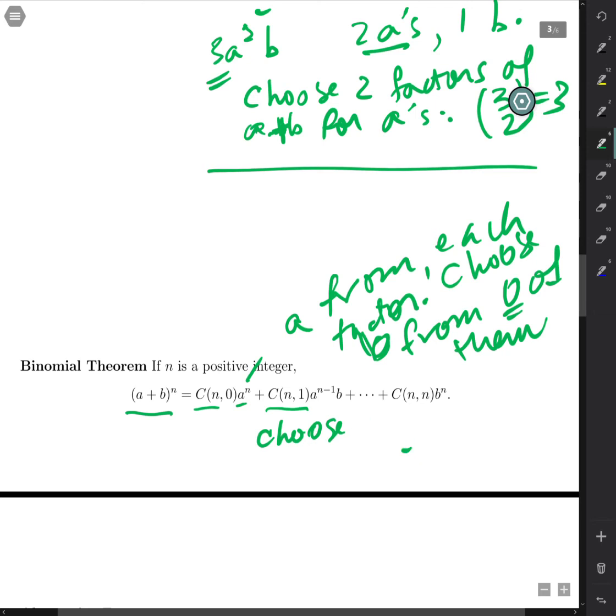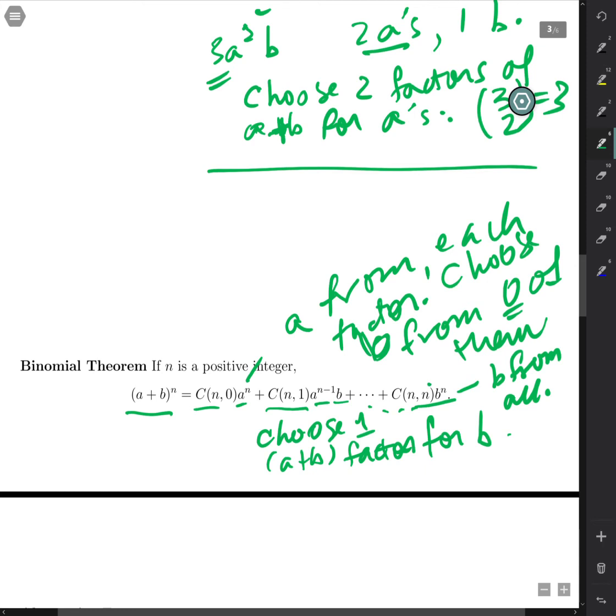Maybe be a little more clear. Choose one factor, 1 of the a plus b factors, for the b, and the rest give us a. So we'll get 1 b, and the rest, n minus 1, give us a, and this pattern continues all the way down to C(n,n), b to the n, where we choose b from all of them. So we choose n of the factors to give us a b.